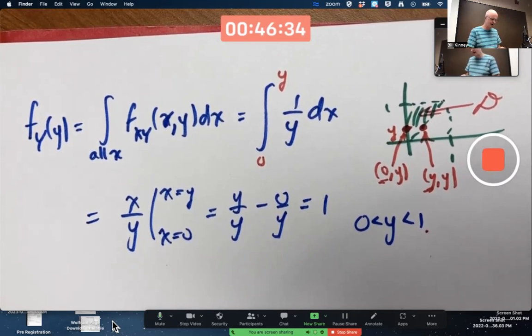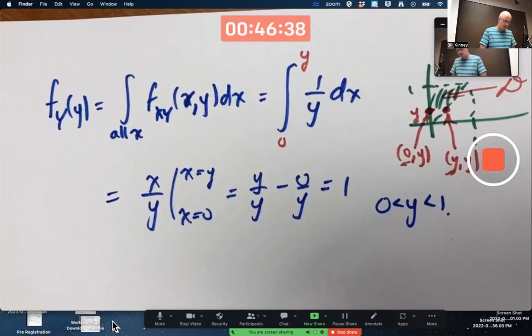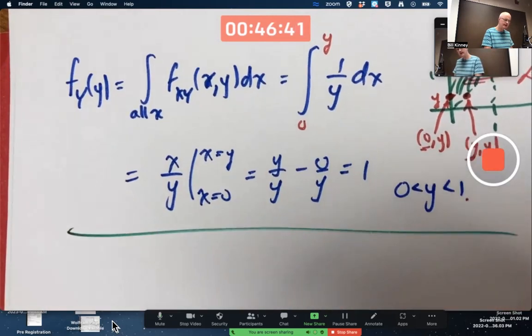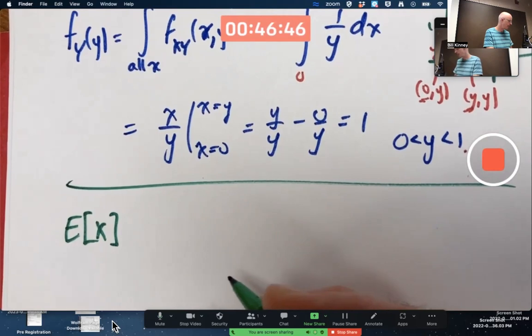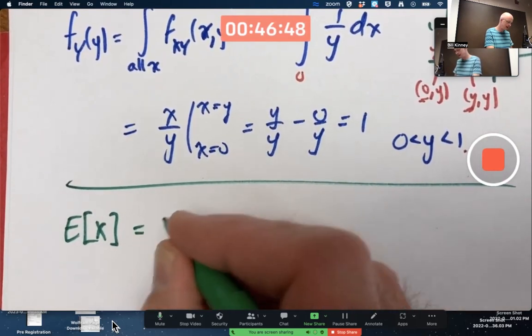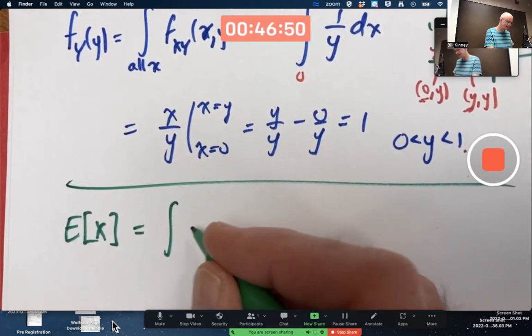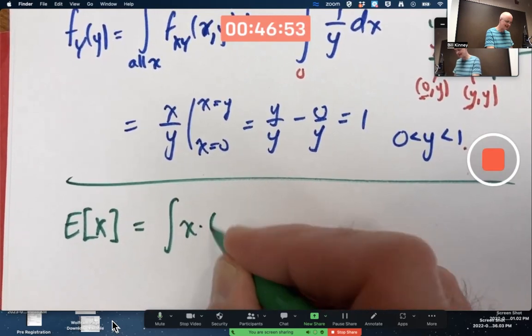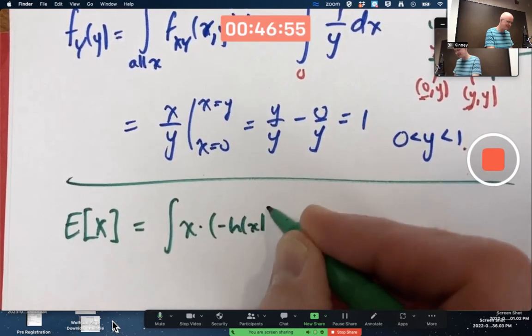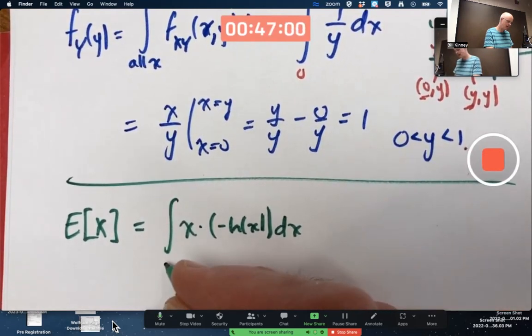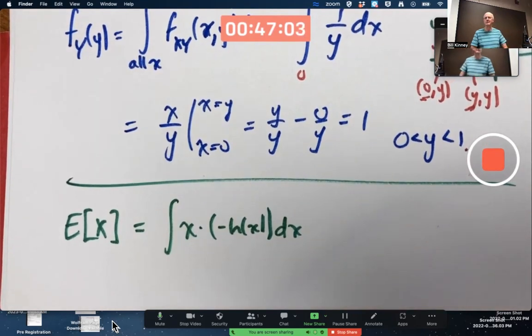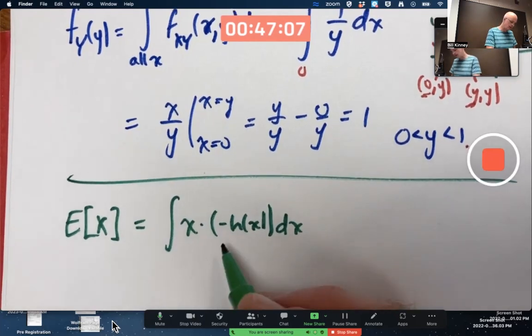Let's find expected values now. All right, how about the expected value of x, first of all? I've got to use the PDF of x and multiply times x. I guess I've got to do this integral. I do want to think of x as going from 0 to 1. I'm sort of ignoring y here. That's the marginal PDF of x there.